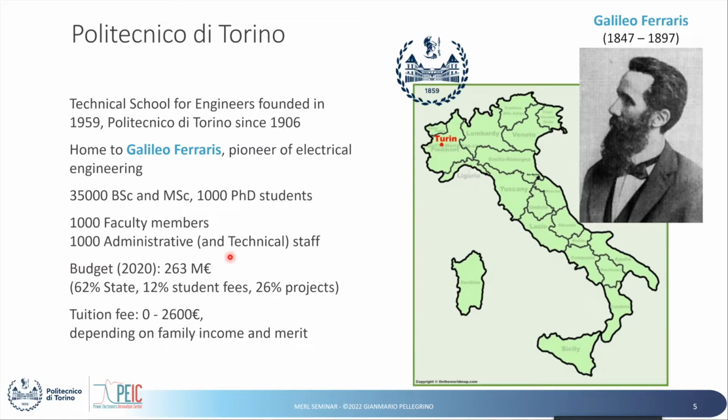What is important is that the tuition fee is close to zero, meaning that it goes from zero to 2,600 per year, depending on the family income. It means we are providing education to the world, because most of our students then migrate out of it. It's nice that it is cheap, but it is sad that they are leaving.